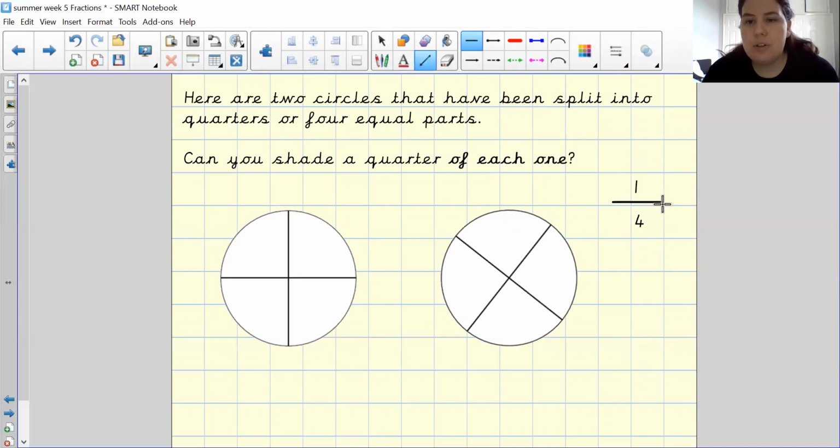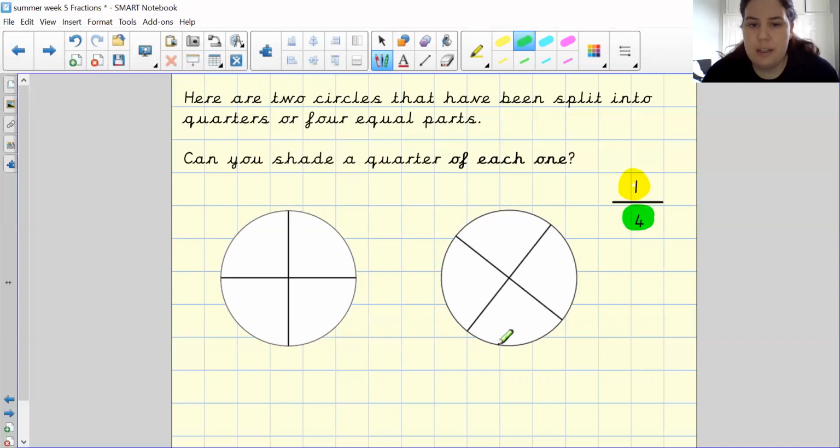1/4 is written like this. It is telling you that 1 part needs to be coloured, 1 part out of the whole thing. We know that the whole thing is equal to 4 parts. 1, 2, 3, 4, which it tells us there. And then how many do we need to colour?